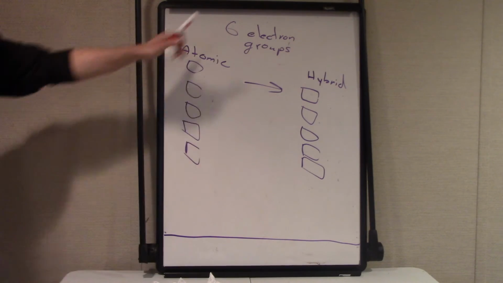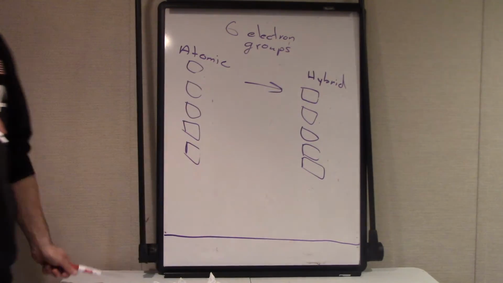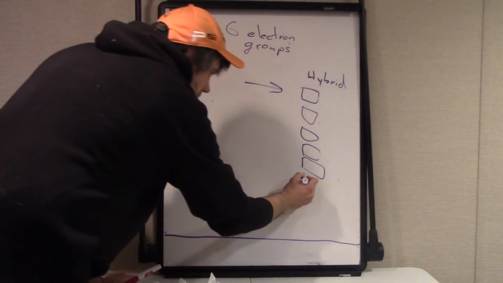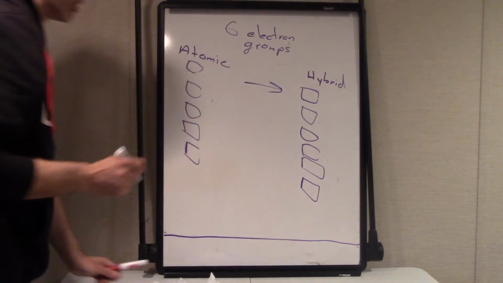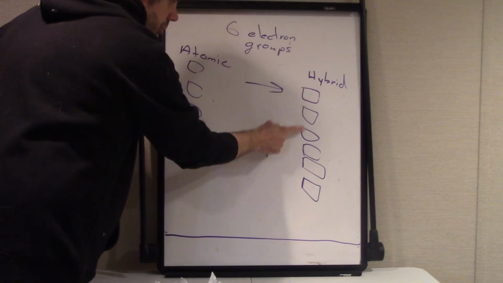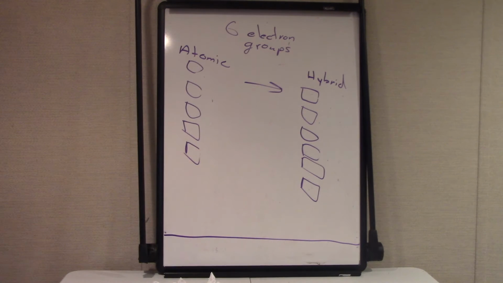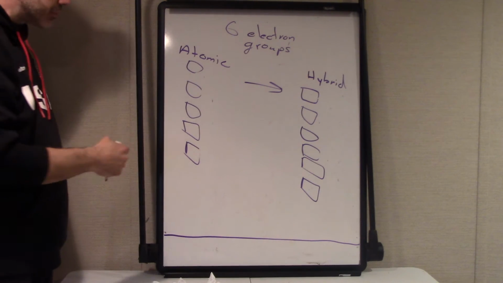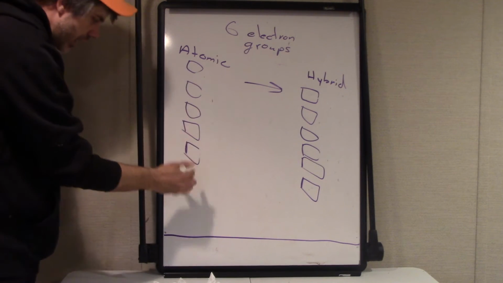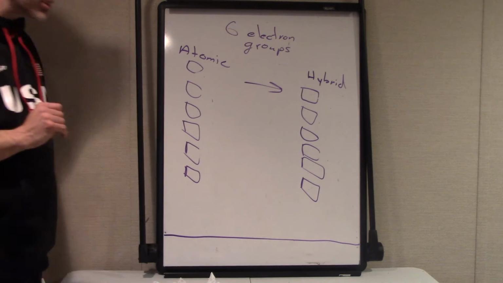6 electron groups means I need to create 6 hybrid orbitals in order to really explain what's going on. 6 electron groups, 1, 2, 3, 4, 5, 6 hybrid orbitals. That means 6 atomic orbitals have to be used. 1, 2, 3, 4, 5, 6.